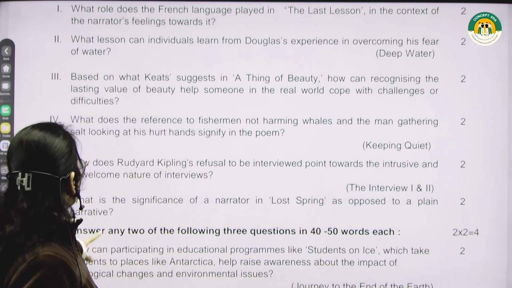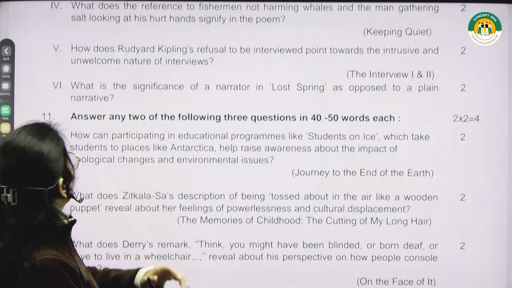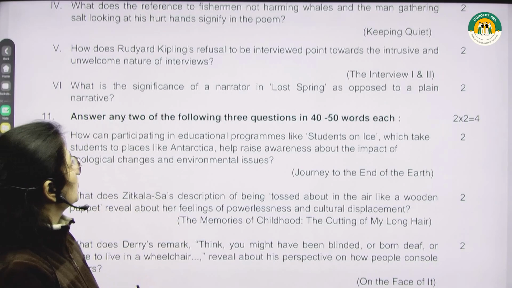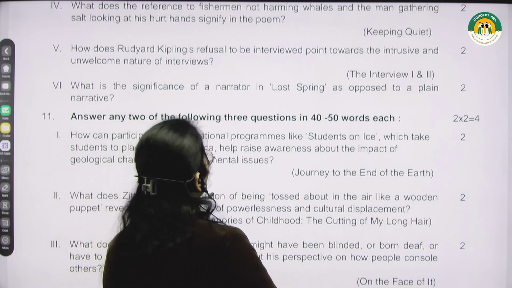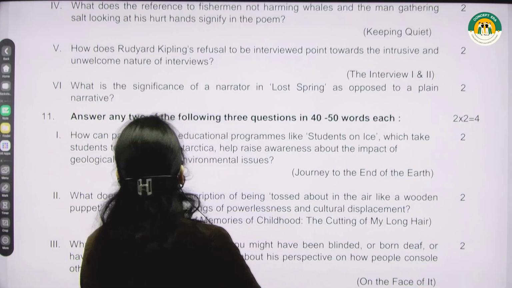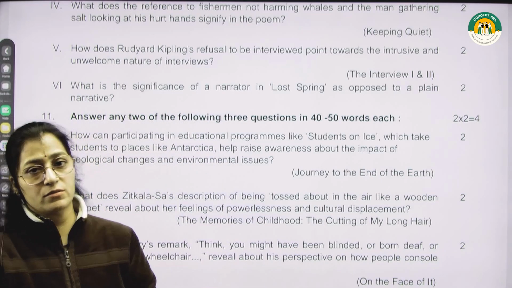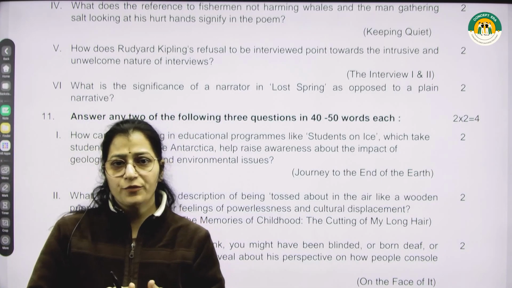Now moving to the next question. How does Rudyard Kipling's refusal to be interviewed point towards the intrusive and unwelcome nature of interviewers? Interview, that's a very important chapter.